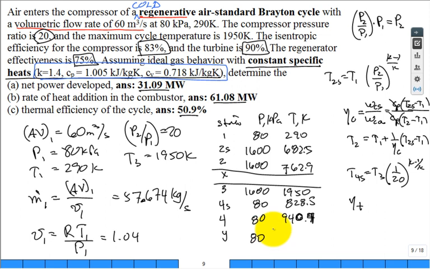Now I pause, and I can say, well, what was my maximum temperature change for that regenerator? Well, I know the T4 and I know the T2, so I can calculate the maximum temperature change. And so the Tx is going to be T2 plus some percentage. The regenerator effectiveness is 75% of that maximum temperature change: 940.7 minus 762.9.